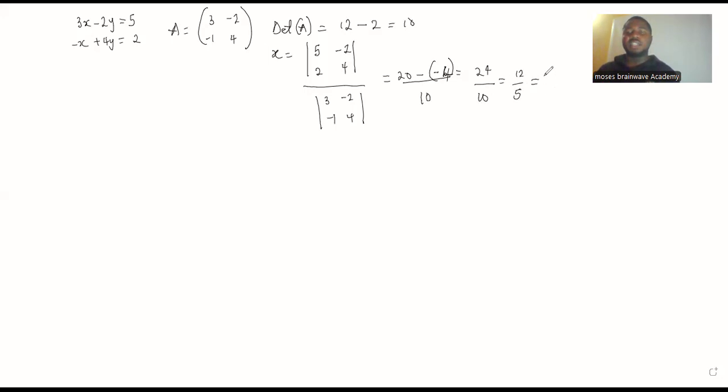And it's the same thing as, let's say, 2 times, it will enter 10. 5 will go into 12 2 times, it will remain 2 upon 5. So 2 whole number, 2 over 5.